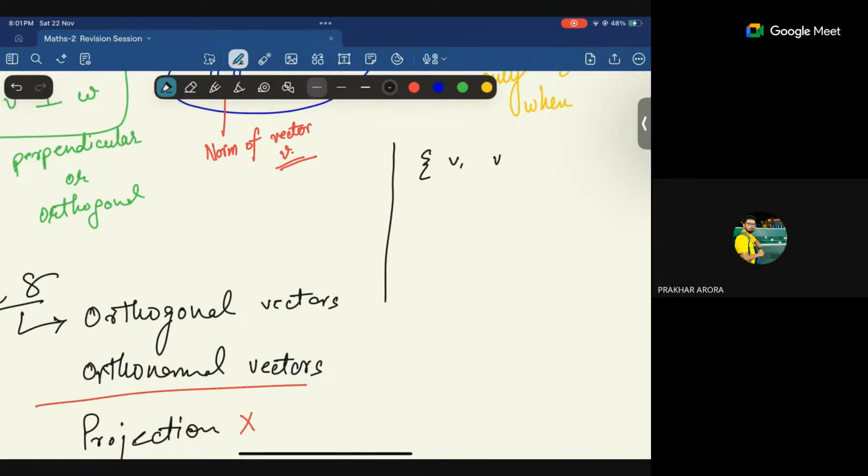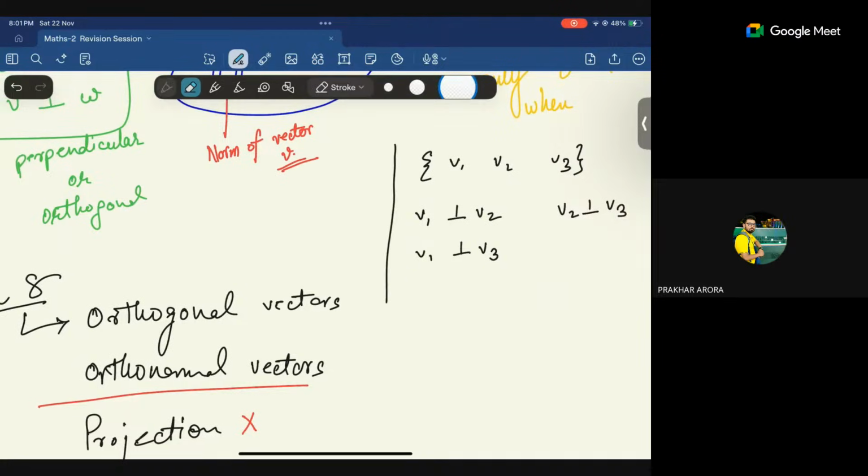I have a set of vectors. I will say that these vectors are orthogonal if all of them are perpendicular to each other. If all of these vectors are perpendicular, then we say that this is an orthogonal vector set. And how do you check they are orthogonal? Simply, this should be 0, which means that v1 is perpendicular to v2.